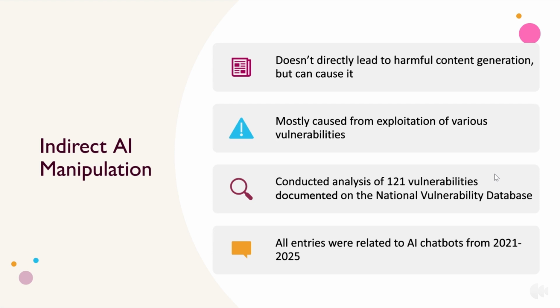To see how vulnerabilities can indirectly lead to the generation of harmful content, consider the National Vulnerability Database, which is a national database that records and holds the status of various vulnerabilities that are reported. An analysis was conducted on this database, and 121 entries were gathered that involved AI chatbots. These vulnerabilities and the attacks they caused were analyzed. It's important to note that all of the entries related to these AI chatbots were between the years of 2021 and 2025.